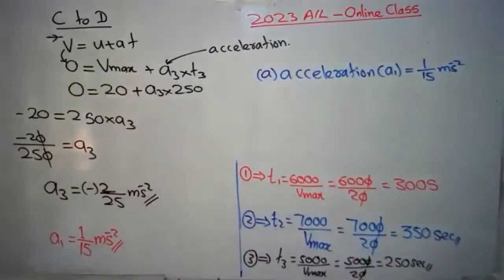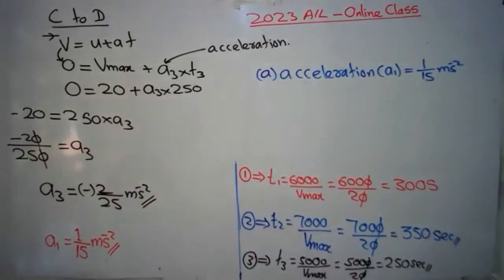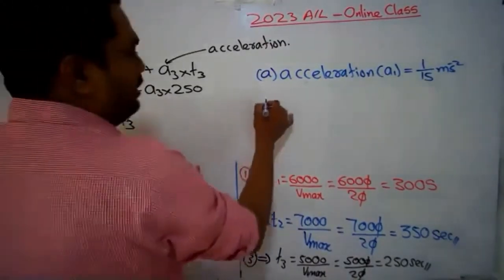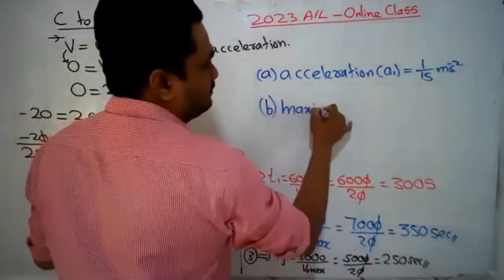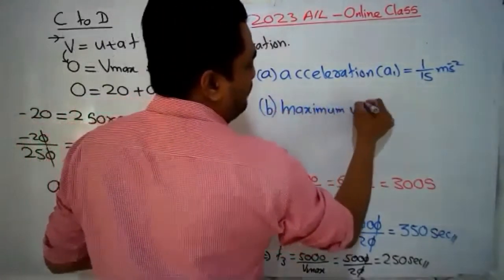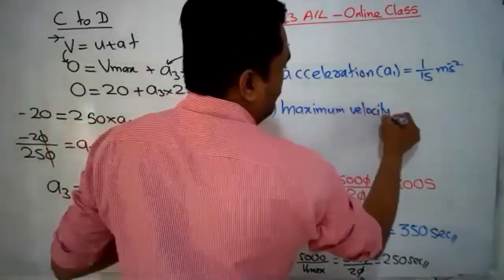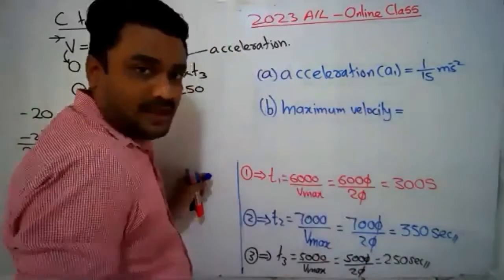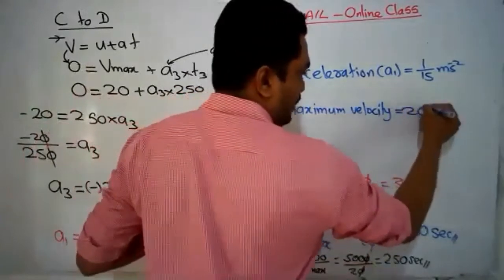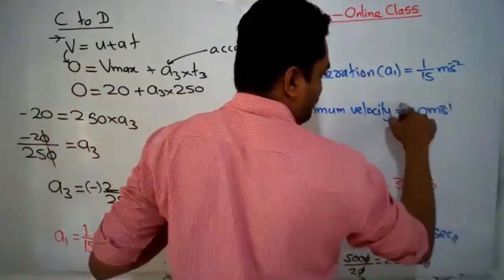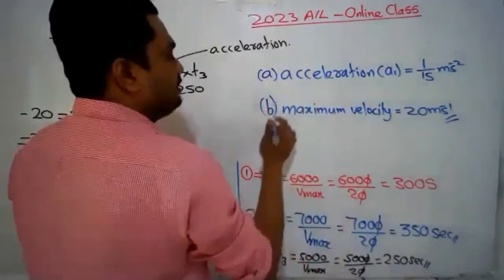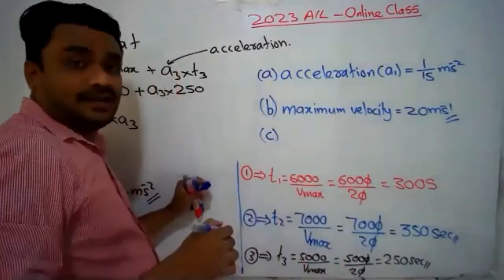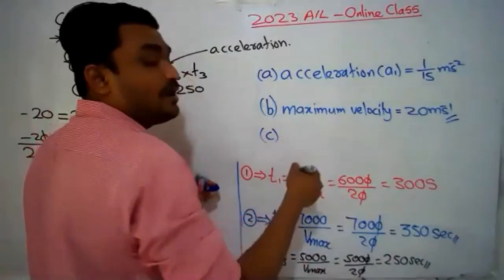Then it is asked us to find the maximum velocity. Simple B question asks us to find the maximum velocity. Maximum velocity, we have found Vmax as 20 meter per second. C question is very important. It is asked us to find deceleration.